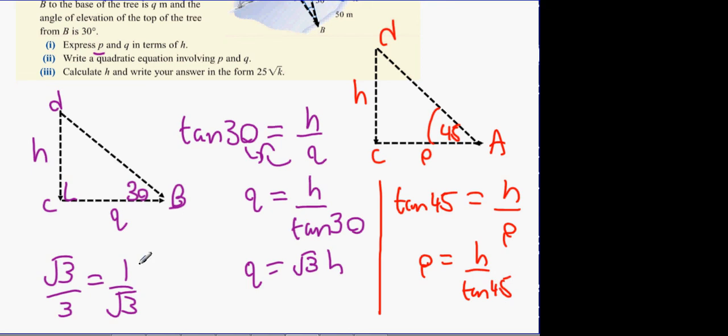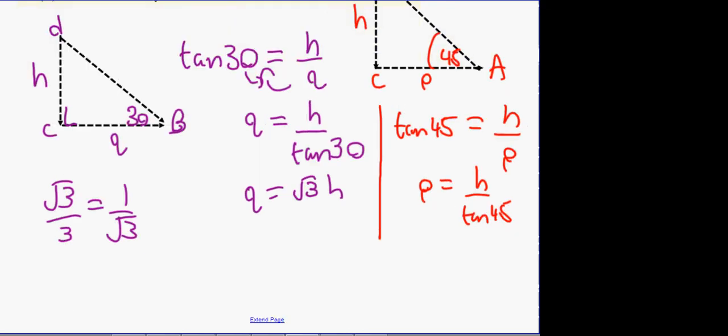Now guys, the way I do this is I ignore the H, and what I put into my calculator is what is 1 over tan 45? Excuse me guys, 1 divided by tan 45. Tan 45 is 1. So what does this mean? P equals H. Because beside the H is 1 over tan 45. 1 over tan 45 is 1, or tan 45 is 1. So that's H.